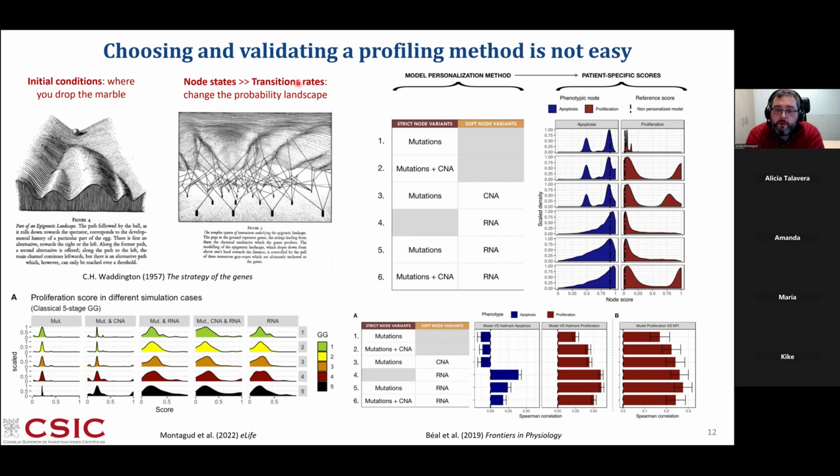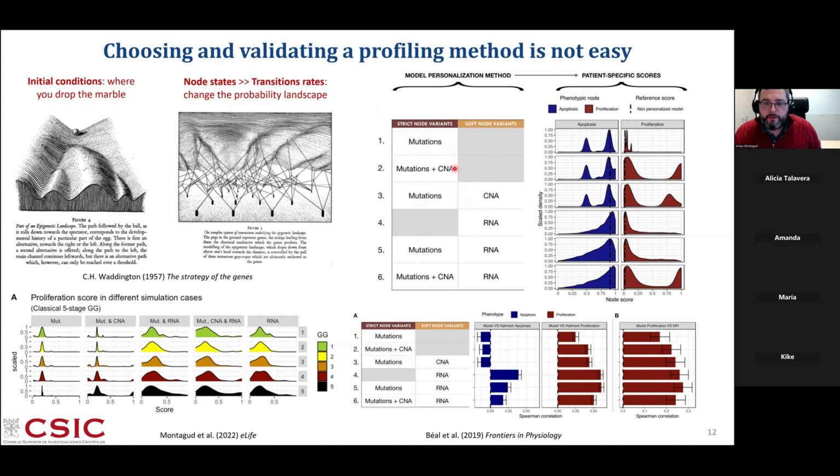But there's always a question when we do this personalization: which data to use in which variable, and how many data types to include in our personalization. One tends to think that the more data, the better, but using other kinds of validation, you realize that that is not always the case. So, for instance, in breast cancer, what we did was to assign different data types to node states and to transition rates.